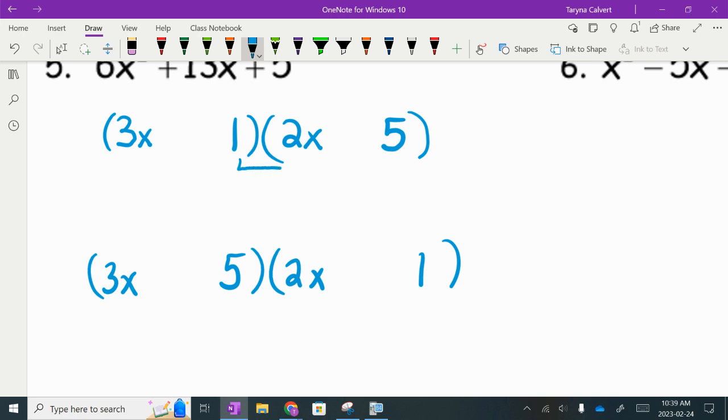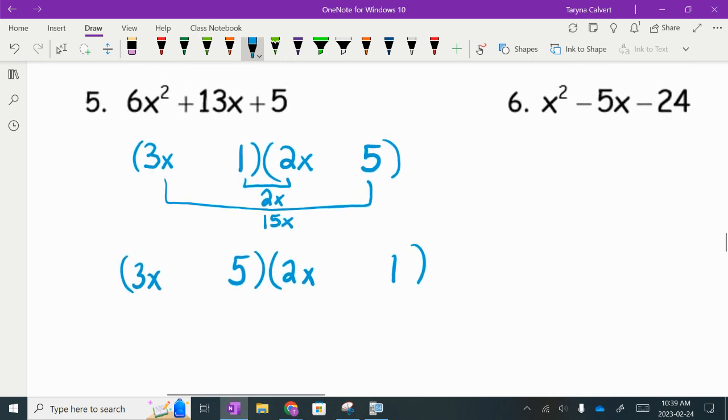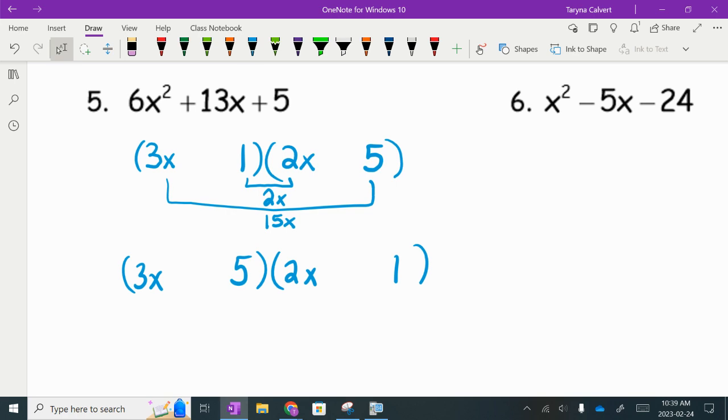So if I do this one, this gives me a 2x, and the outside gives me a 15x. Can I get a 13 out of that? I can. But if I get a 13 out of that, the 15 has to be positive and the 2 has to be negative, yes? Okay, don't write this down, just kind of watch for a second, guys. So therefore, I'd have to put a negative here and a positive here. Does anybody see a problem with that? What's the problem?